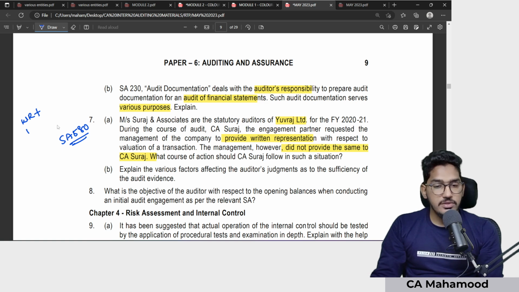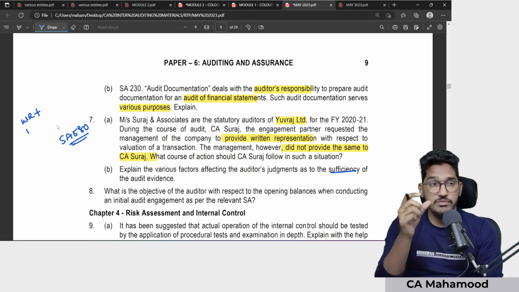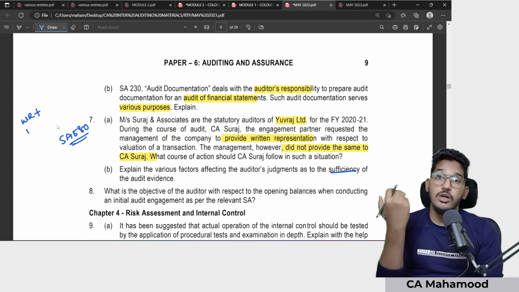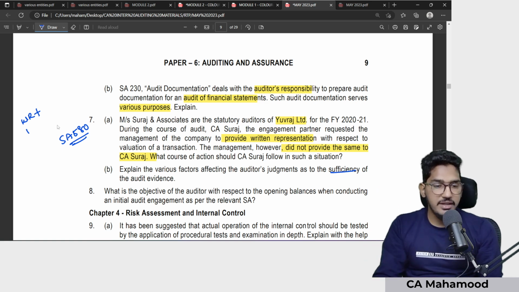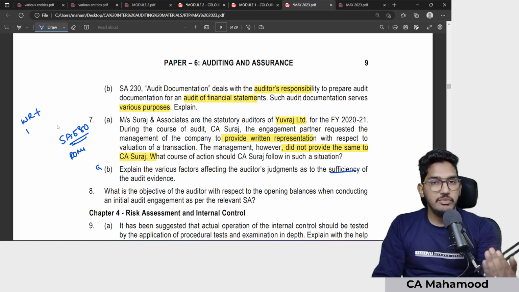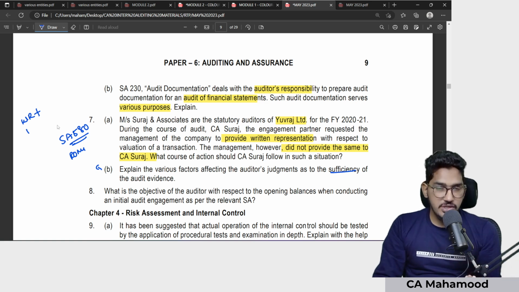Explain the various factors affecting the auditor's judgment as to sufficiency of audit evidence. Straight away question. As we know, sufficiency is a measure of quantity of audit evidence, and what amounts to sufficiency depends on some factors. Some examples of the factors are: it depends on risk of material misstatement, effectiveness of internal controls, size and characteristics of the organization, characteristics of the population. It also depends on materiality. That is what you are supposed to write: factors which affect the sufficiency of audit evidence.